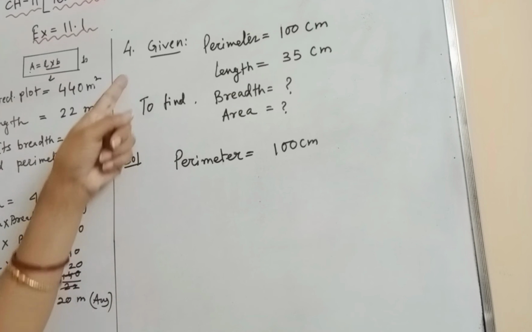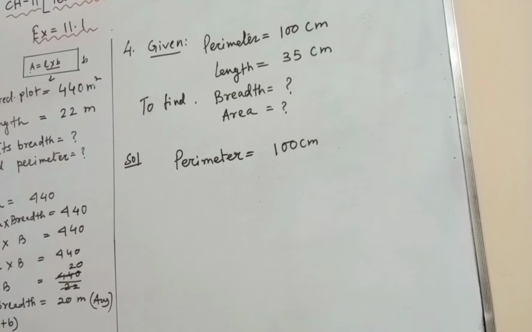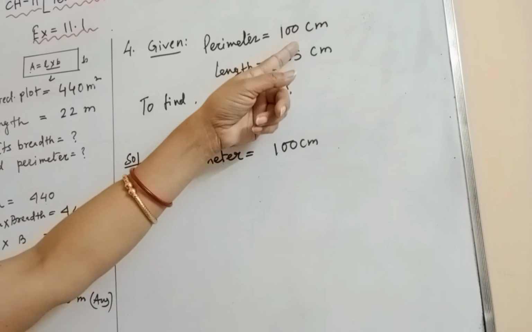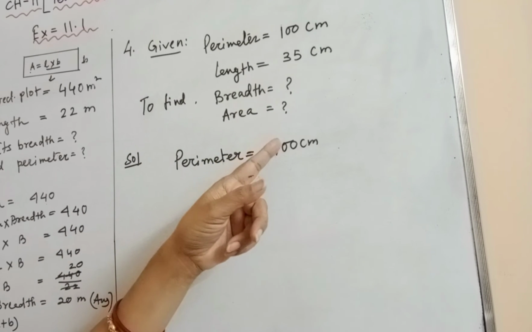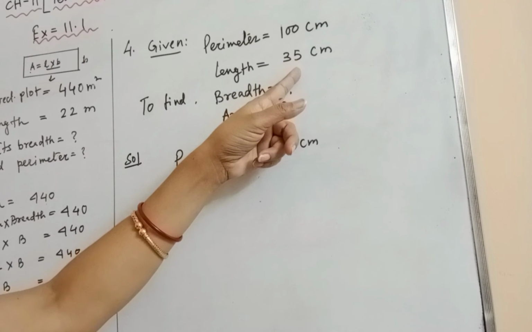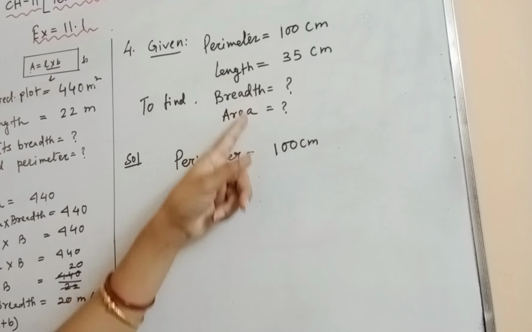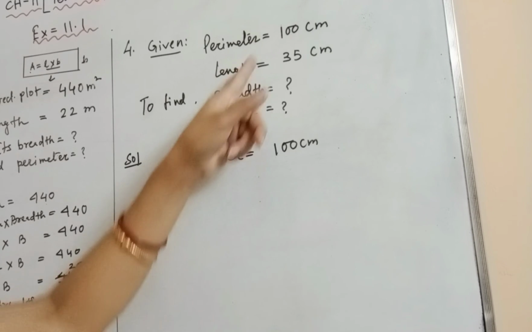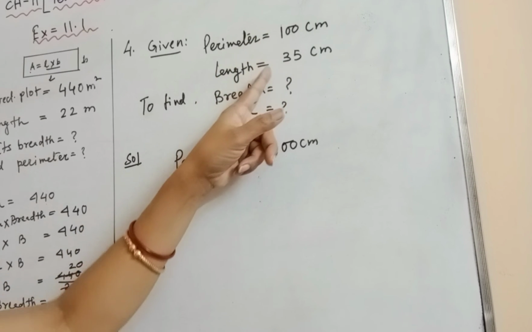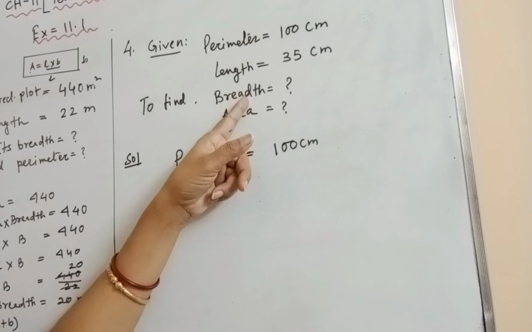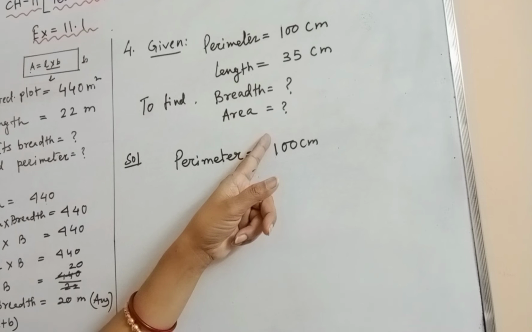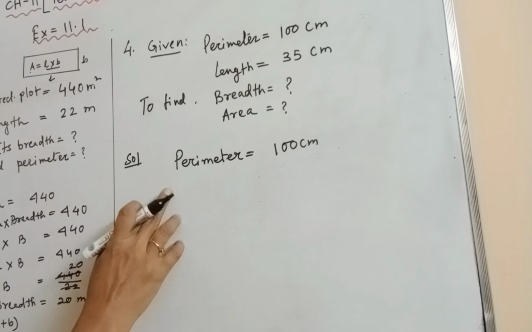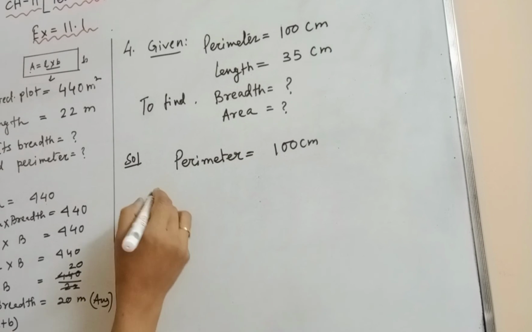Now come to question number 4. In this question it is given that perimeter of a rectangular sheet is 100 centimeter. Perimeter is given 100 centimeter. If the length is 35 centimeter, find its breadth and area. So by using perimeter and length we can find out breadth, and after finding breadth and this length we can find the area.